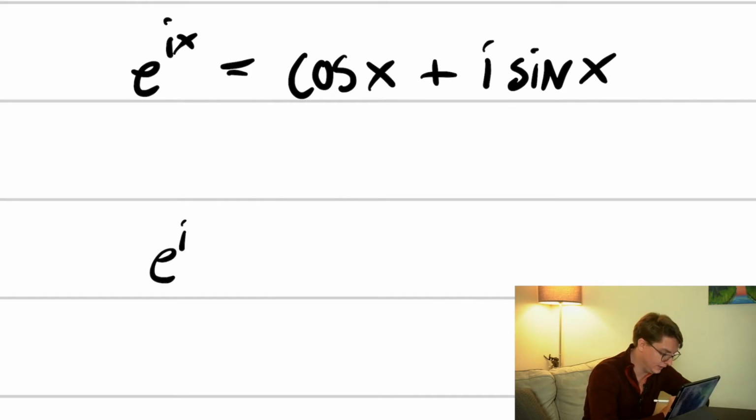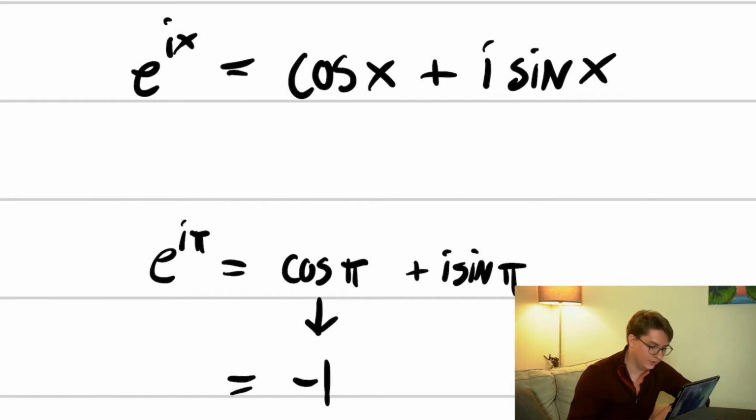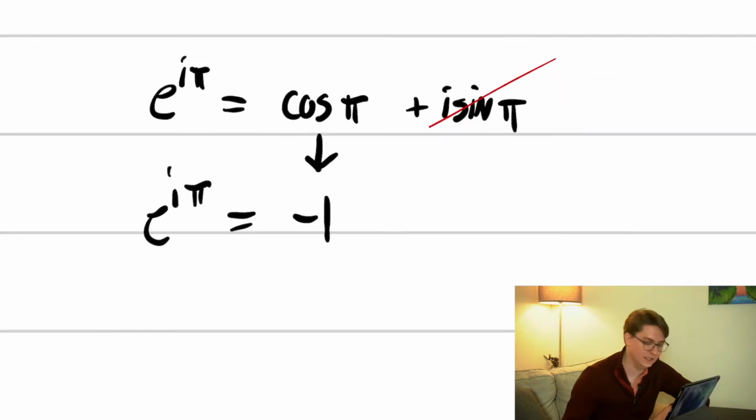So we get e to the i pi. We get cosine of pi plus i sine of pi. So if we're assuming radians, the cosine of pi, well, that's just equal to -1. So write that in. So this is just equal to -1. And then sine of pi is just 0. So let's get rid of that. So e to the i pi equals -1.